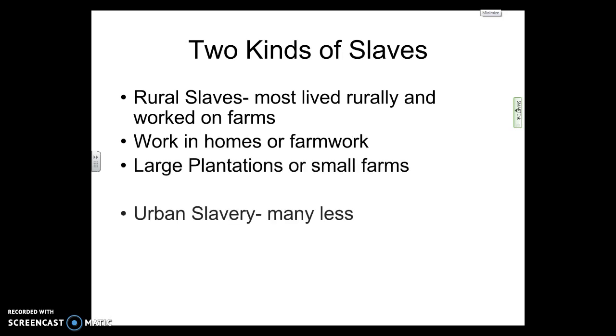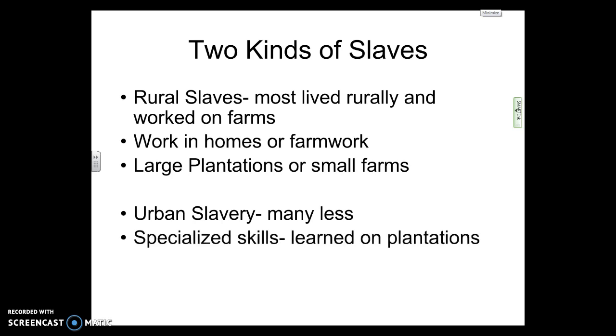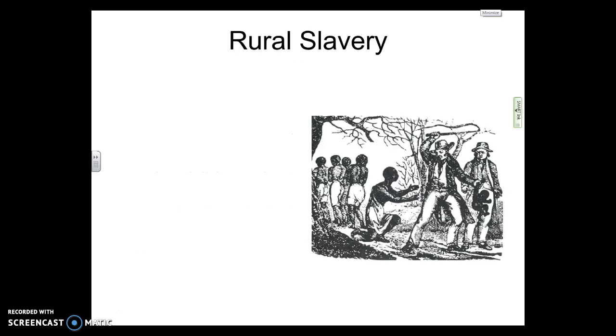You also have urban slavery, where you have urban slaves in some of the cities like Baltimore and Richmond and Charleston, the bigger cities, especially the bigger coastal cities, where you may have specialized skills. Some slaves also learn how to blacksmith or be carpenters, that kind of stuff on plantations. Or they may work in factories, they may work on ships, and are often hired out to different companies by their owners.